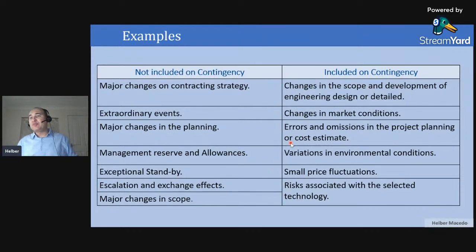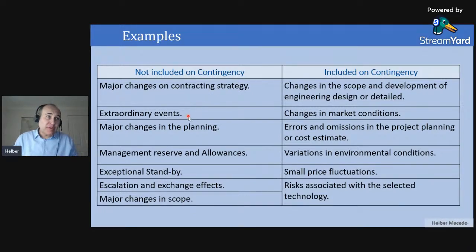Now we will move to understand what should be included and what should not be included in the contingencies. First, what should not be included in the contingencies? Major change in the contract strategy. For example, if you initially think it will be a lump sum, and then you change the strategy of the contract completely, contingency will not be able to cover it, because you prepared everything for one strategy and then you move to a different strategy.